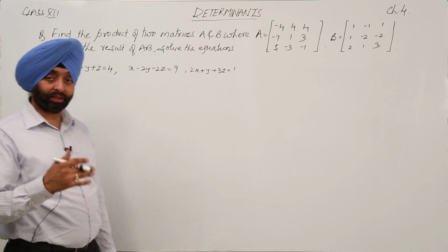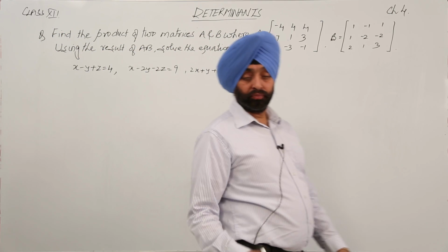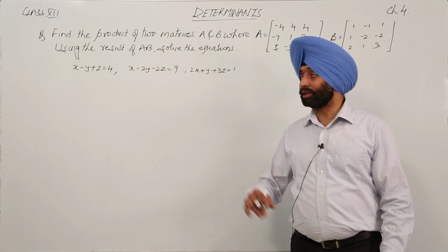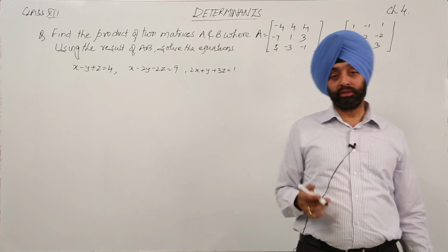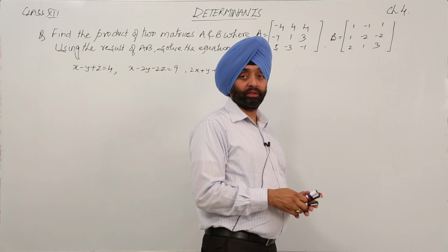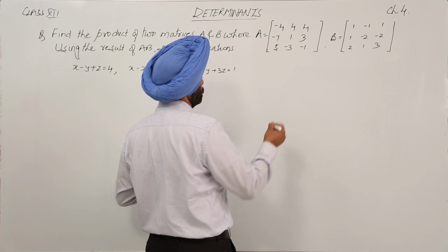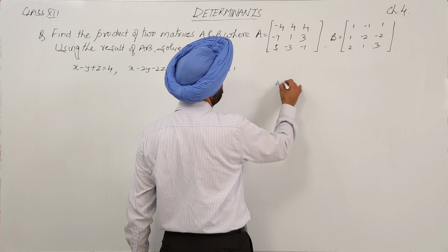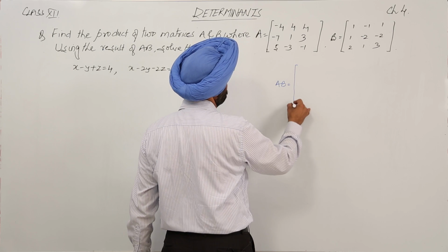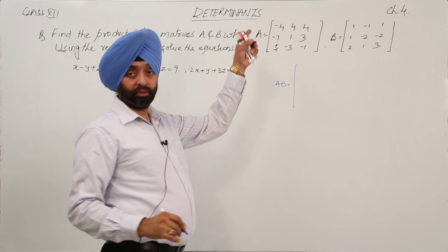Now second question. We have to find the product first, and then using the product we have to solve the equations. So let's find the product first. Now AB is equal to, we have to find AB first.